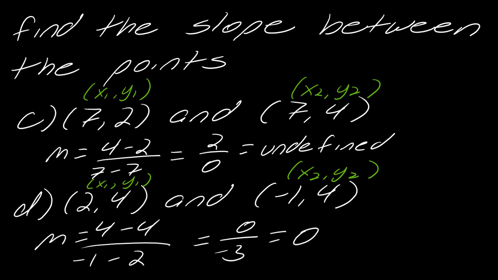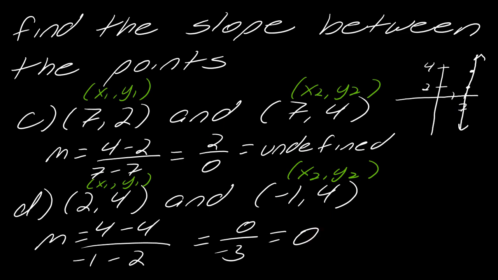Now I just want to graph both of these results very quickly. Let's pretend this is 7 right here, and 2 and 4. This graph is totally not drawn to scale. But if I just graph this point and this point real quick, here's 7, 2, and here's 7, 4. This is actually going to give me a vertical line. So undefined means that you have a vertical line.